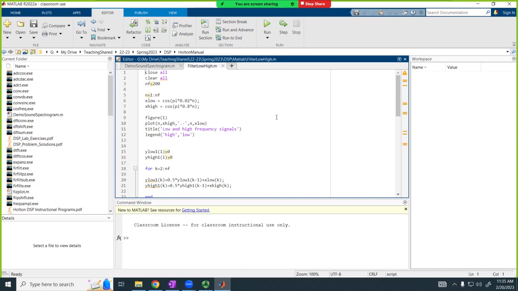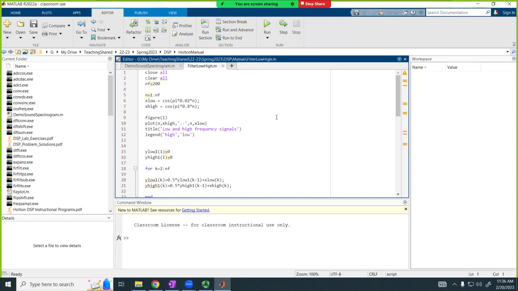Okay, so we have two signals, a low frequency and a high frequency. How do I know this is a low frequency? Because it is 0.02 pi. So that's a low frequency. This one is 0.8 pi. The closer I am to pi, the higher the frequency. The smaller the omega, the smaller the frequency.